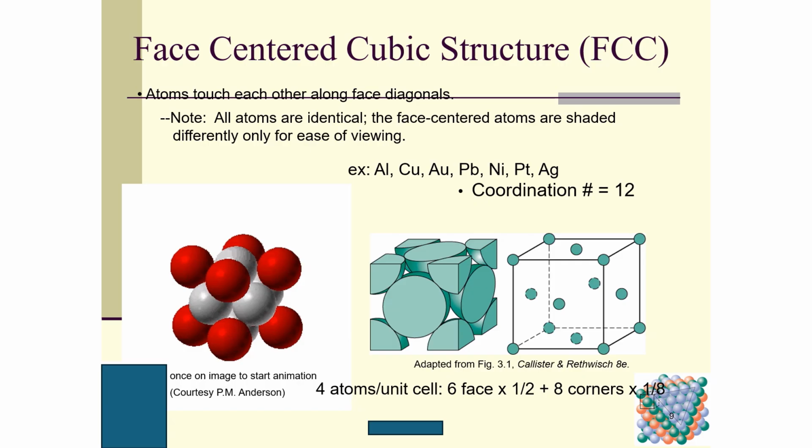Also, we know the coordination number of the FCC structure equals 12. You can imagine, given one specific atom, how to count the nearest neighbor atoms, and you will know this number equals 12.